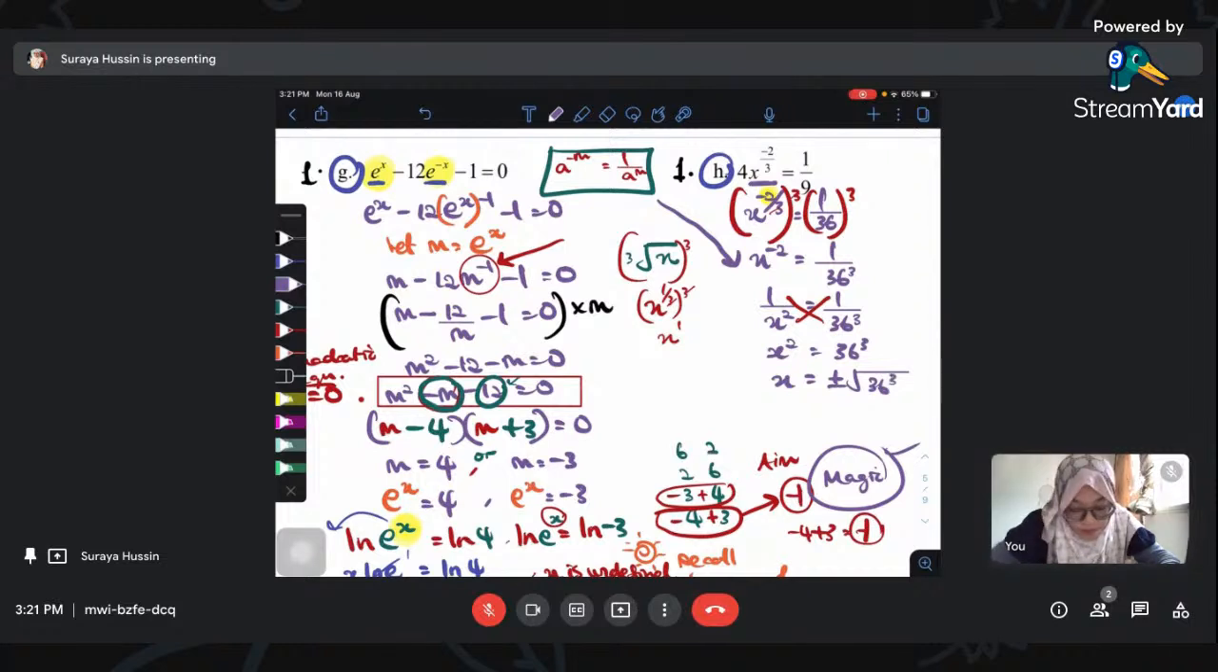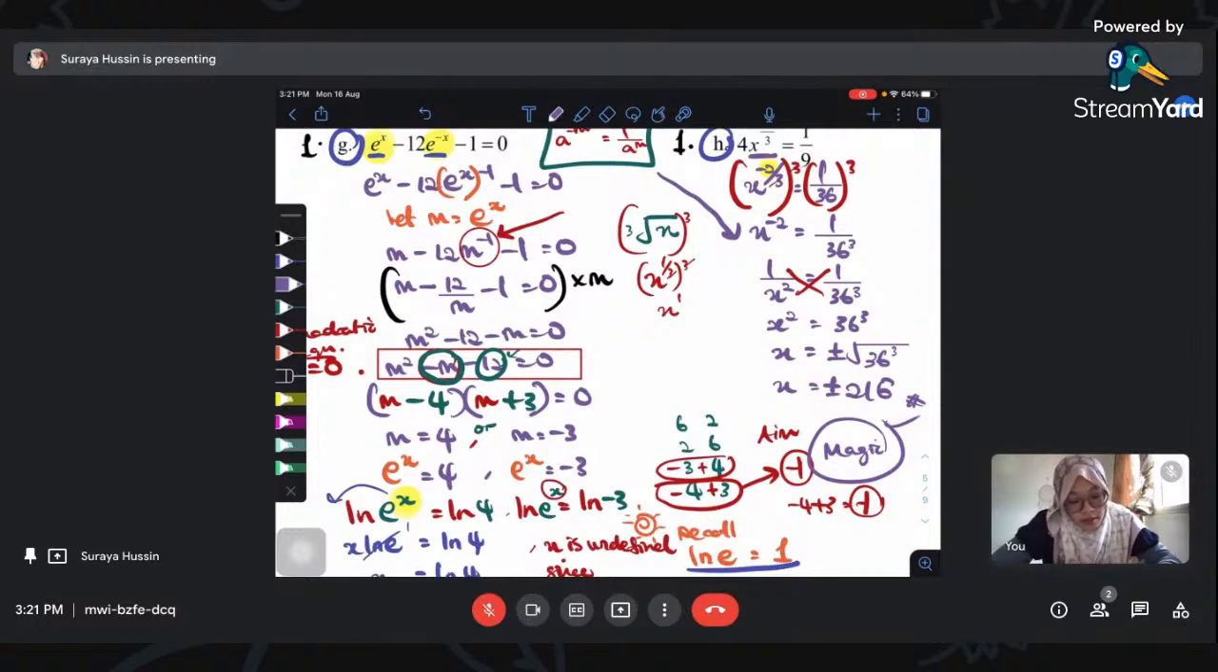And then you akan dapat jawapan X is plus minus square root of 36 cube, which is plus minus 216. Betul tak? Is it correct, everybody? Betul tak jawapan dia? Betul kan? Cube root, bukan cube root, square root. Yang ini kamu boleh expand, tak nak expand pun tak apa.